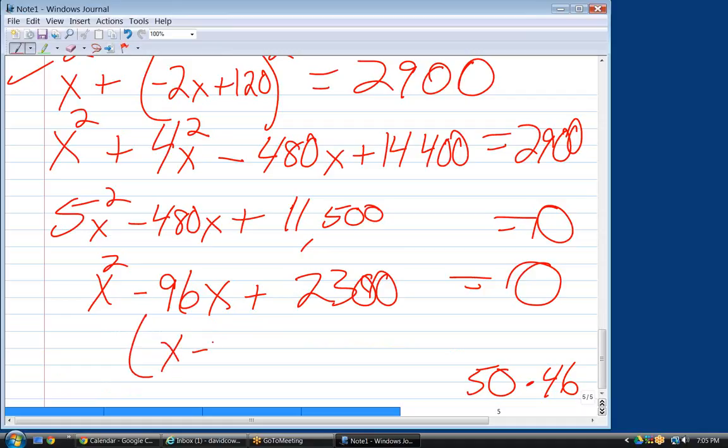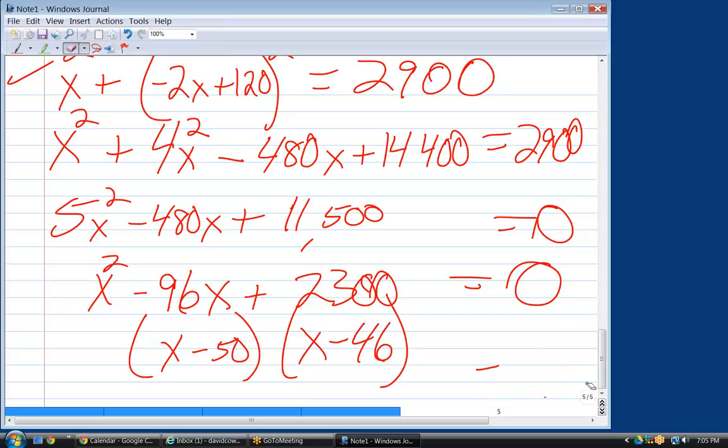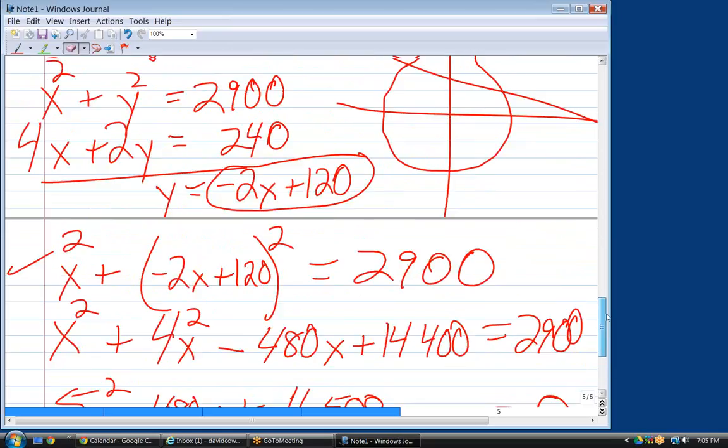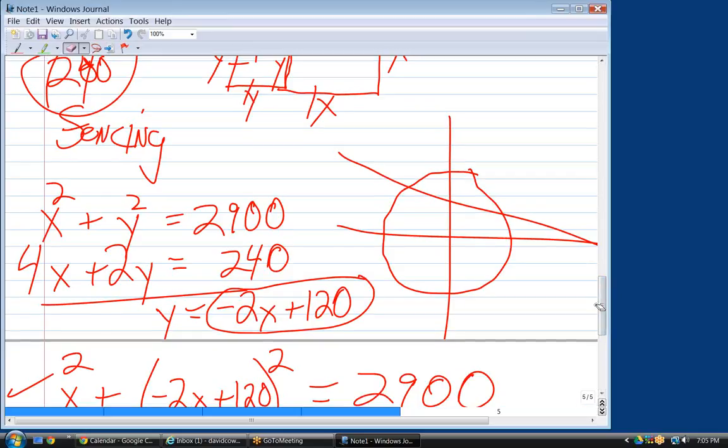x minus 50, x minus 46. So there's your two solutions. x could be 50 or x could be 46. Yeah, both of those solutions might work.